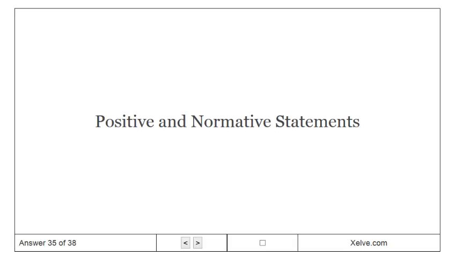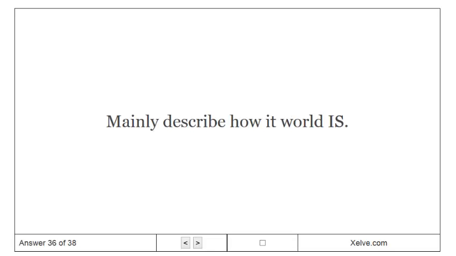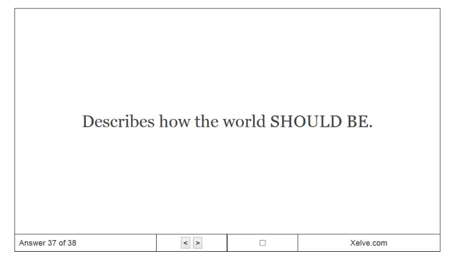Two main statements economists use: positive and normative statements. Positive statements mainly describe how the world is. Normative statements describe how the world should be.